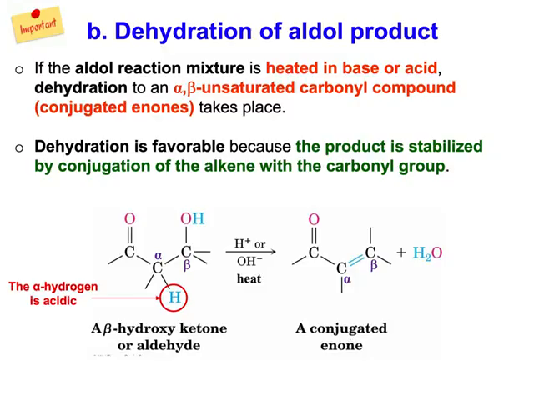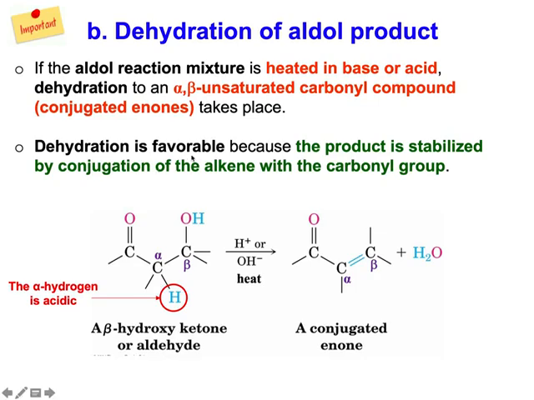Next step: dehydration of the aldol product. The aldol reaction mixture is heated in base or acid, giving dehydration to an alpha beta unsaturated carbonyl compound. This one is an alpha hydroxyketone or aldehyde from the previous aldol process.